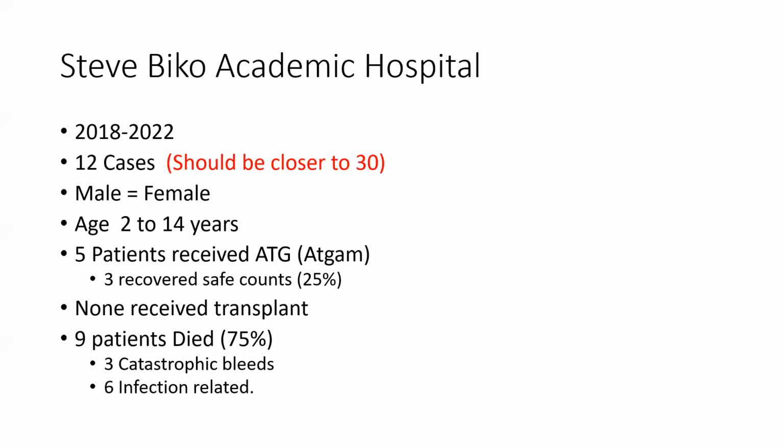We have an equal male to female ratio, and the age range was between 2 and 14 years. Of those 12 patients, 5 managed to receive ATG in the form of ATGAM. Quite impressively, 3 of those patients recovered with safe counts. So not necessarily returned to normal counts, but counts that were functional and safe. During this time period, no patients received a transplant, which is a major problem and certainly a really negative aspect about our treatment.